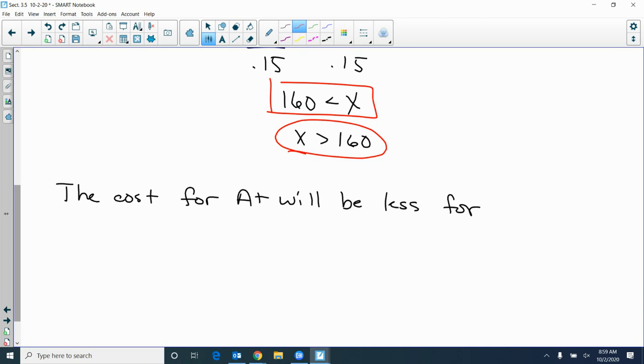Cost for A plus will be less for greater than 160. For greater than 160 what? Flyers. Now, there might be a little bit better word than greater than. More than. For more than. I would understand the idea, but we have to be able to at least state this.